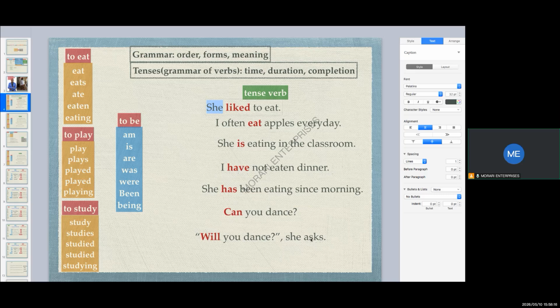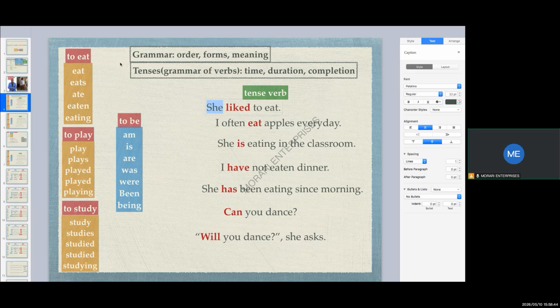She asked. She asks. Then if I say, would you dance? She asked. So if she asked here in the past, it will still be, will you dance? She asked, because it's in the past, asked. But if I change it to reported speech, I will say she asked if I would dance, right? So the will change to would. All right, so this is the end of this.